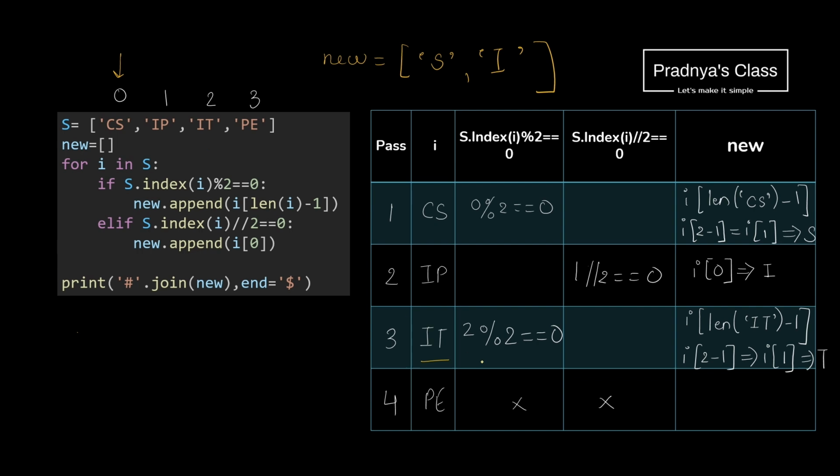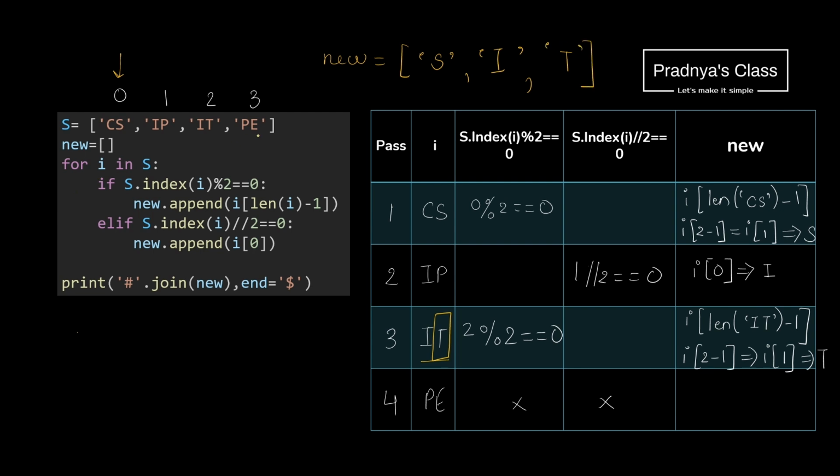The index is nothing but 2. 2 modulus 2 equals 0. It means we are following the process of pass 1. Length of IT is 2. 2 minus 1 will be 1. I of 1 means we are taking this alphabet T, which will get appended to the new list. So the third element of the list will be T.